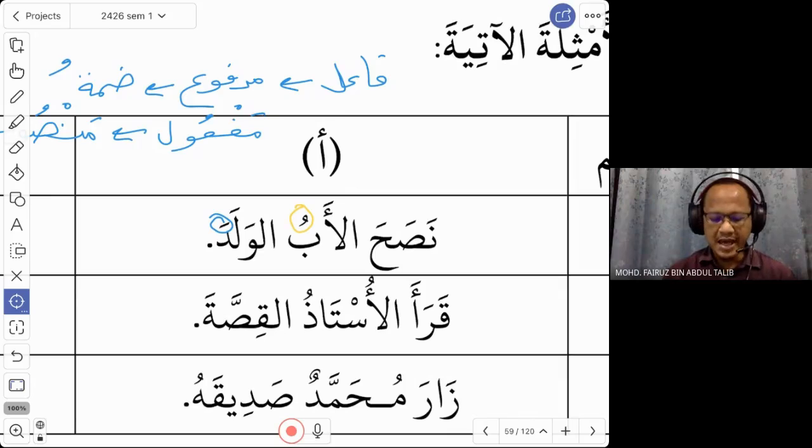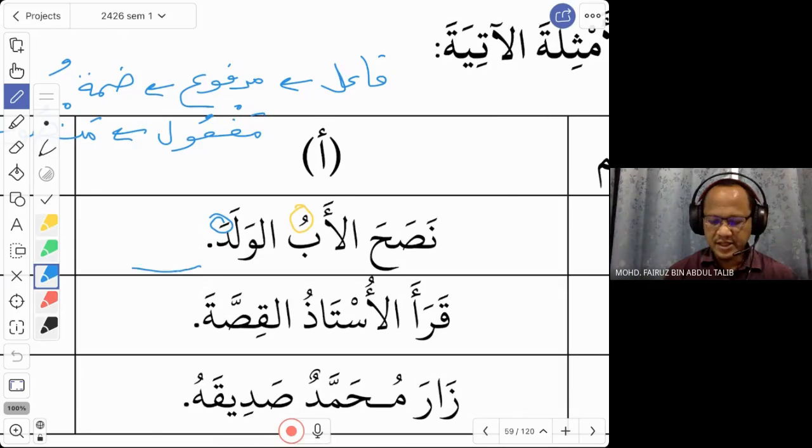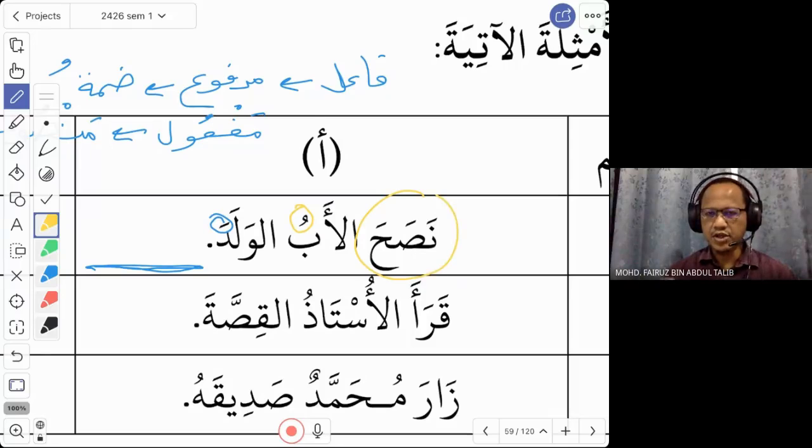So what do you do? You need to add another word after the sentence, one word taken from this verb. Again, I repeat, you want to emphasize that verb. You want to say that yes, it is true that the father has done that. So you need to add one word at the end of the sentence. Number one, the word is taken from the verb, which is nasoha. That is number two. Number three, you need to find what is the masdar.